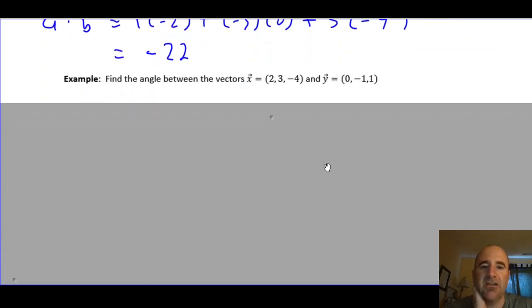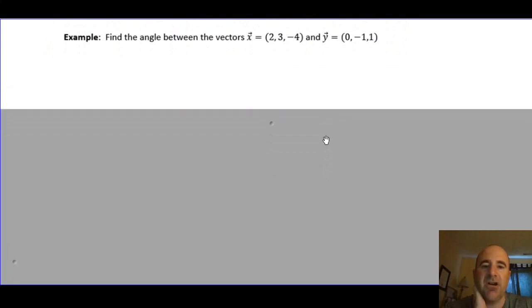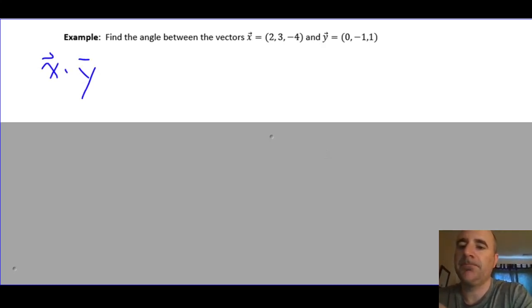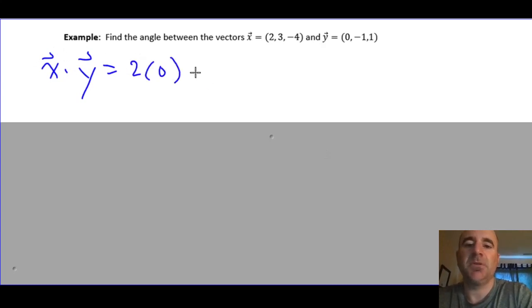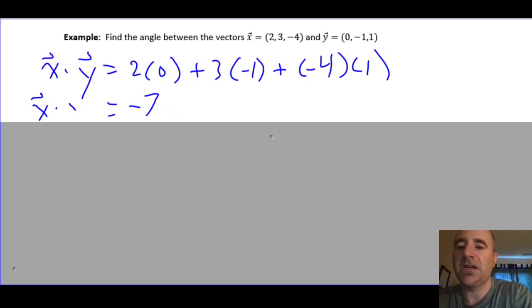We can actually calculate the angle between two algebraic vectors through the dot product, because the dot product is relatively simple to do. X dotted with Y is equal to 2 times 0 plus 3 times -1 plus -4 times +1. In this case, our dot product is, let's see, -3, -7. So again, X and Y are also going to be two vectors whose angle is greater than 90 degrees.